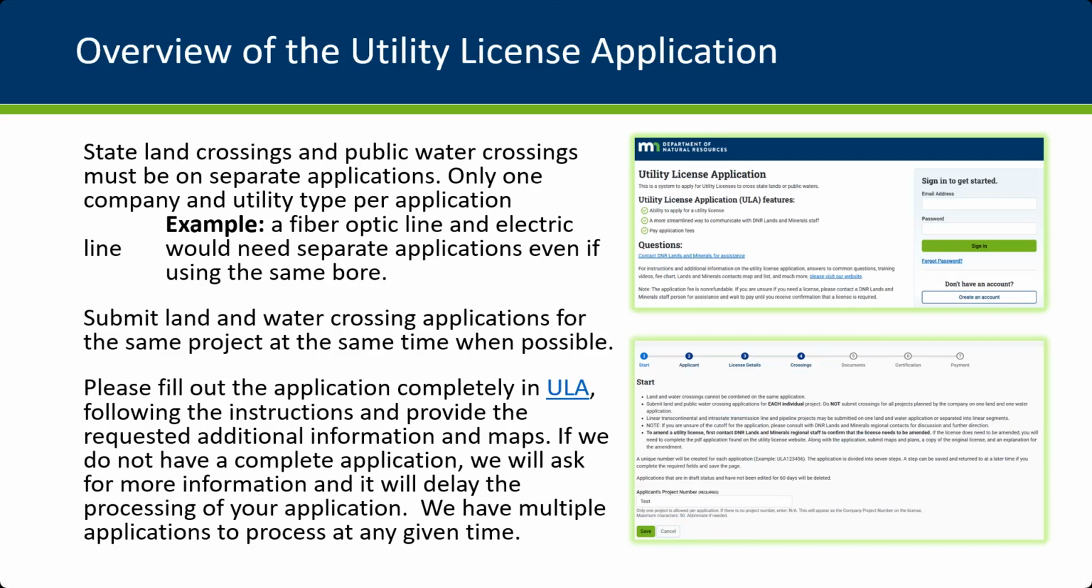Submit land and water crossing applications for the same project at the same time when possible. Please fill out the application completely in ULA, which is DNR's online utility license application portal, following the instructions and providing the requested and required information and maps. If we do not receive a complete application, you will be asked to provide more information, which will delay the processing of your application. Please note that we have multiple applications to process at any given time.